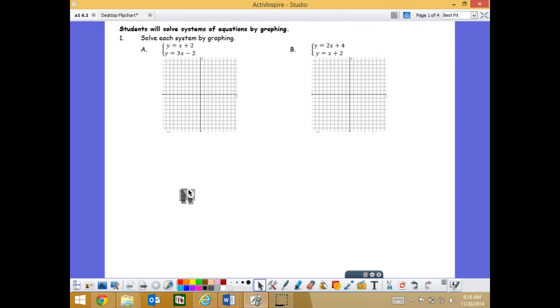So what we're going to do is graph each line individually, and hopefully with these that are in slope-intercept form, you can tell me everything you need to know about those lines. For example, the first one, the y-intercept is a point 0, 2. And the slope is 1, so from that point we would go up 1 and over 1.